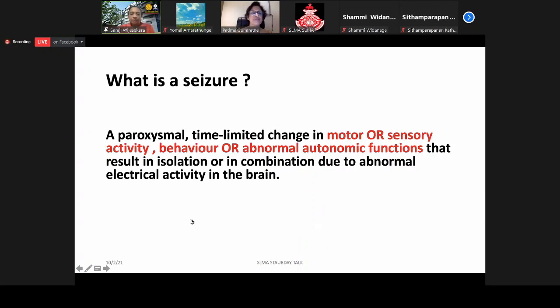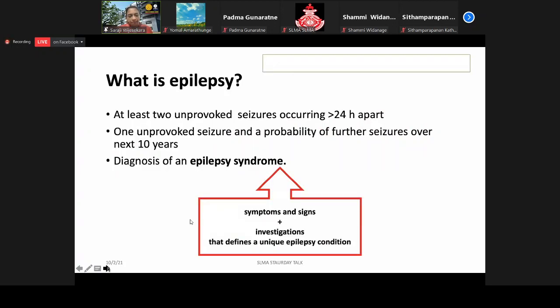So what is a seizure? A seizure is a paroxysmal, time-limited change in motor or sensory activity, or behavior, or abnormal autonomic functions. This may occur in isolation or in combination, due to the abnormal electrical activity of the brain. So you may sometimes encounter seizures with just behavioral change, or some sensory change, or autonomic functional change, but all three may also exist in one patient. All this happens due to the abnormal electrical activity of the brain.